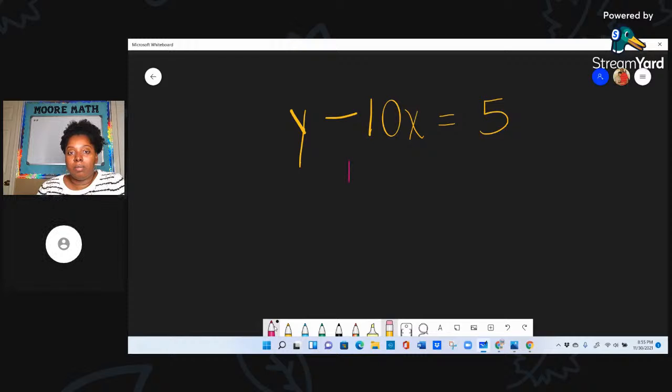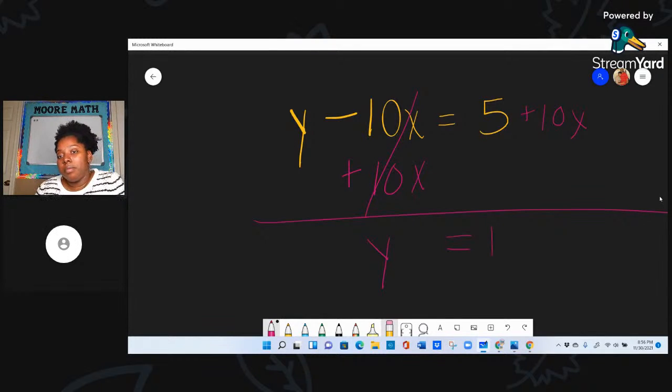Add 10x. And then y equals 10x plus 5. Good. Much easier now, right? Yeah. Okay. Now, if this said, pretend this said 5y, what's the last step you would need to do?